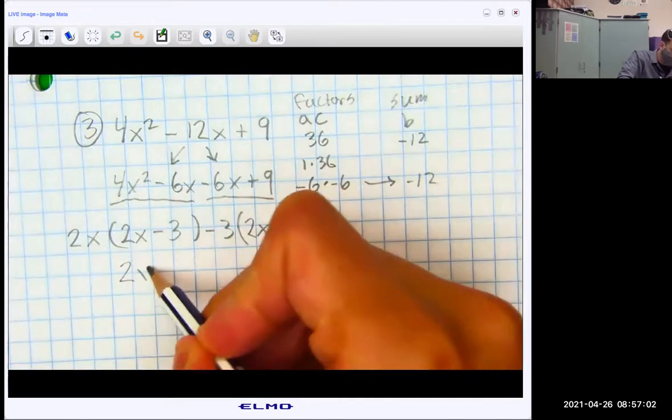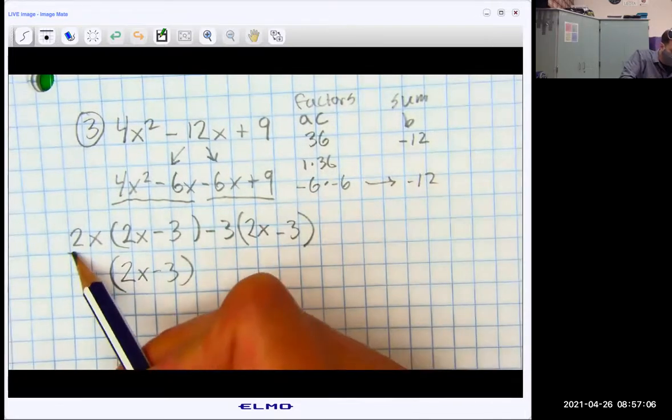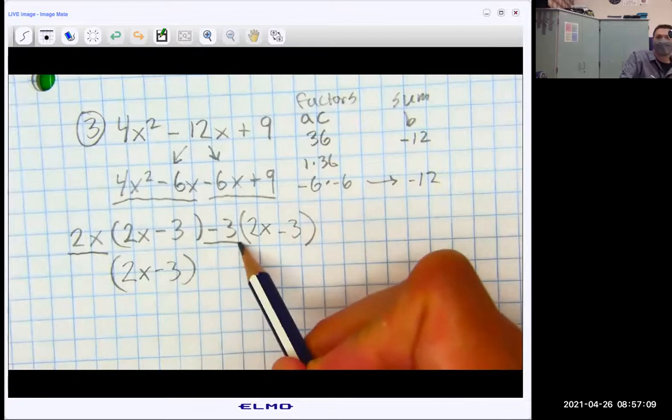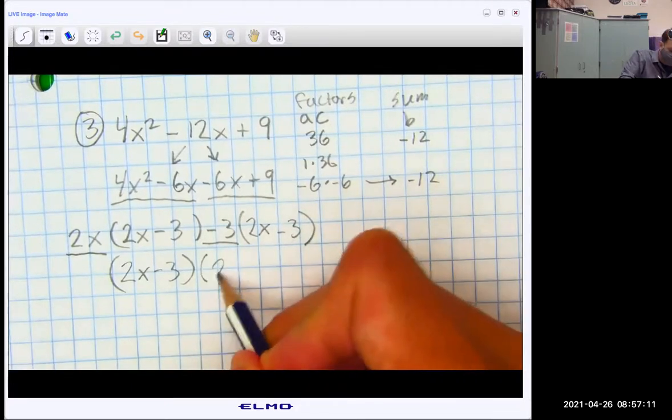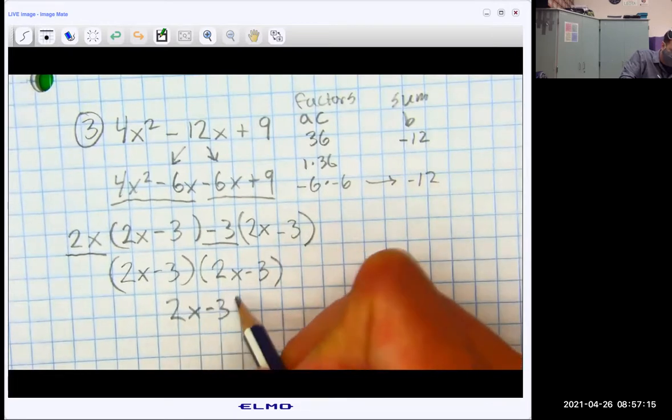So we know that 2x minus 3 is one of the binomials. And then the other one, we get it by pulling the pieces from the front here. Ooh, it's the same thing. This is really just 2x minus 3 squared.